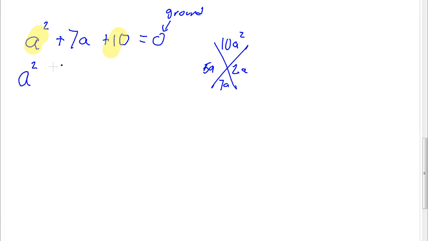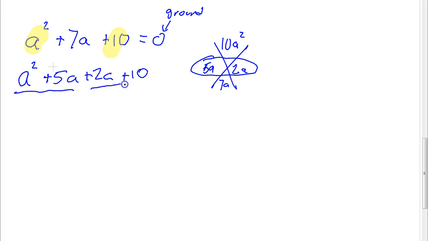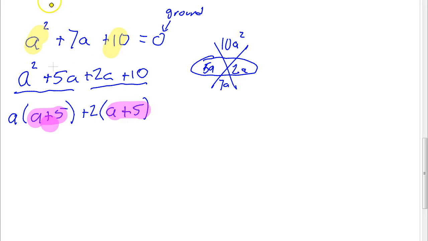So the next step was we replaced the 7a with the 2a and 5a that we got here: a squared plus 5a plus 2a plus 10. We did this by grouping. We found a GCF of the first 2 and then a GCF of the second 2. And these had to come out to be identical right here. If they weren't the same, something was wrong. And there they are.